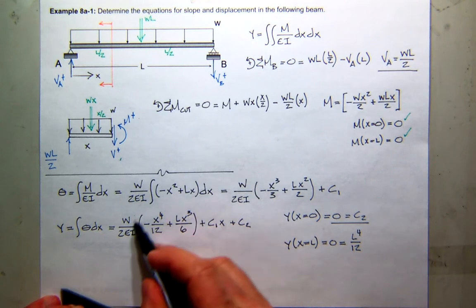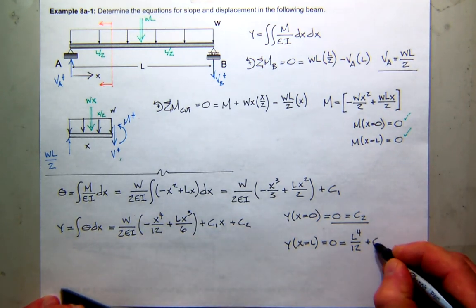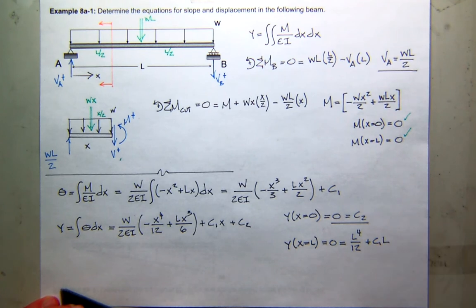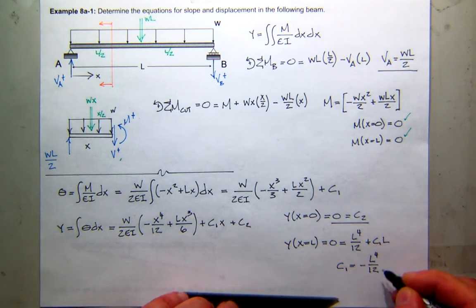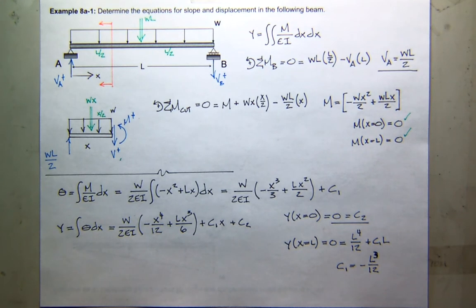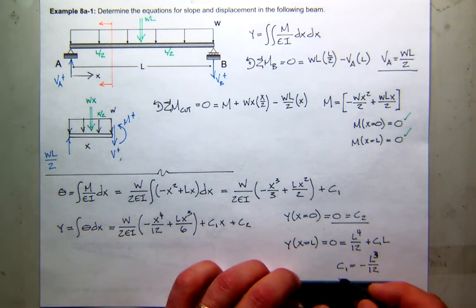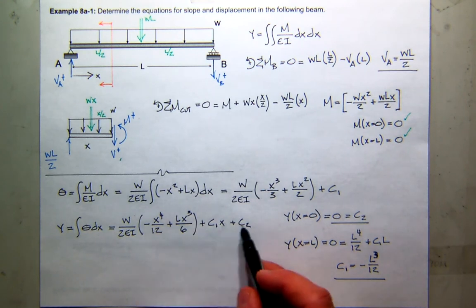That's this evaluated at L. What's C1 times L? C1 times L. You see that? So what does C1 have to be equal to, if this is 0? Minus L to the 4th over 12. Oh, L cubed, that L cancels one of those. See that? So I just plugged in x equal L into my equation and forced it to be 0.